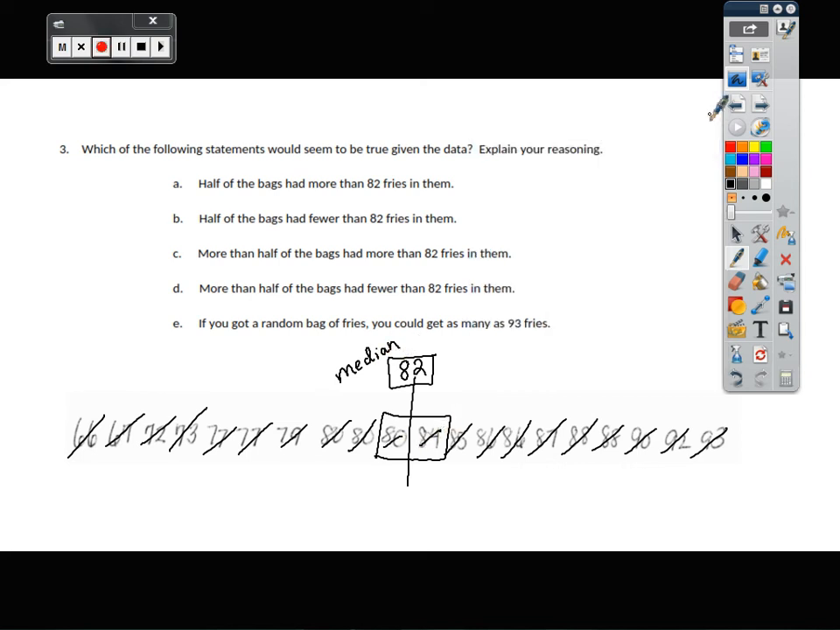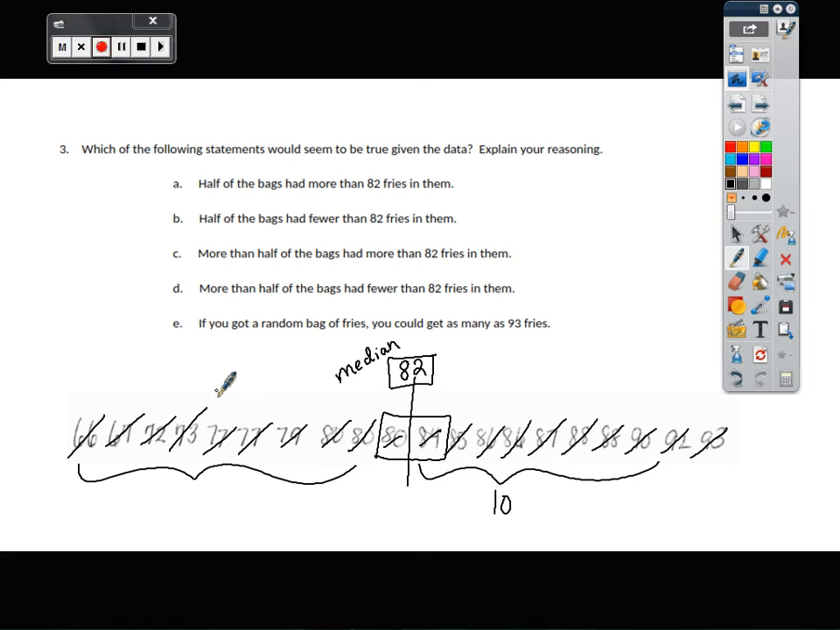Okay? So now I can answer these questions a little bit more mathematically. Half of the bags had more than 82 fries in them. Well, let's see how many bags are over here. 1, 2, 3, 4, 5, 6, 7, 8, 9, 10. Beautiful. 1, 2, 3, 4, 5, 6, 7, 8, 9, 10. Great. The median has just cut this into two sides. This is called the upper half of your data, and this is the lower half of your data.